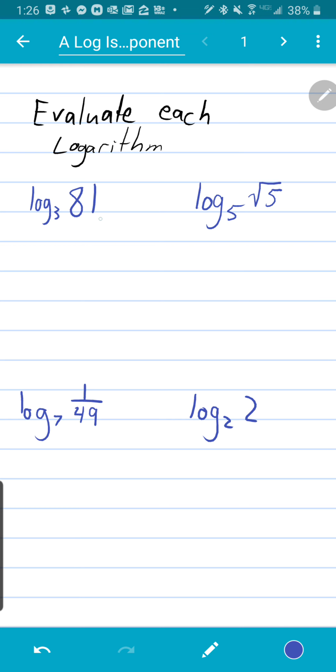If we want to evaluate a logarithm, we have log base 3 of 81 and log base 5 of square root of 5, log base 7 of 1 over 49, log base 2 of 2. Well, just in saying those words, if we have a little bit more information, we can really change this to something we feel a lot more comfortable with.